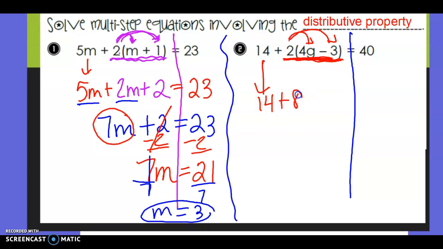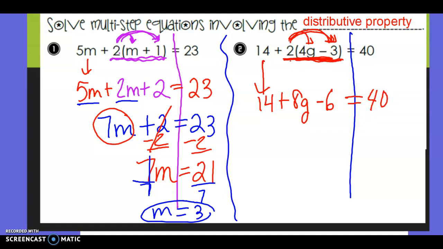2 times 4g will be 8g. And then you can just bring this sign down, or you can think of this as 2 times negative 3 would be negative 6. And then I put down my equal sign and my 40. So that was my first step.